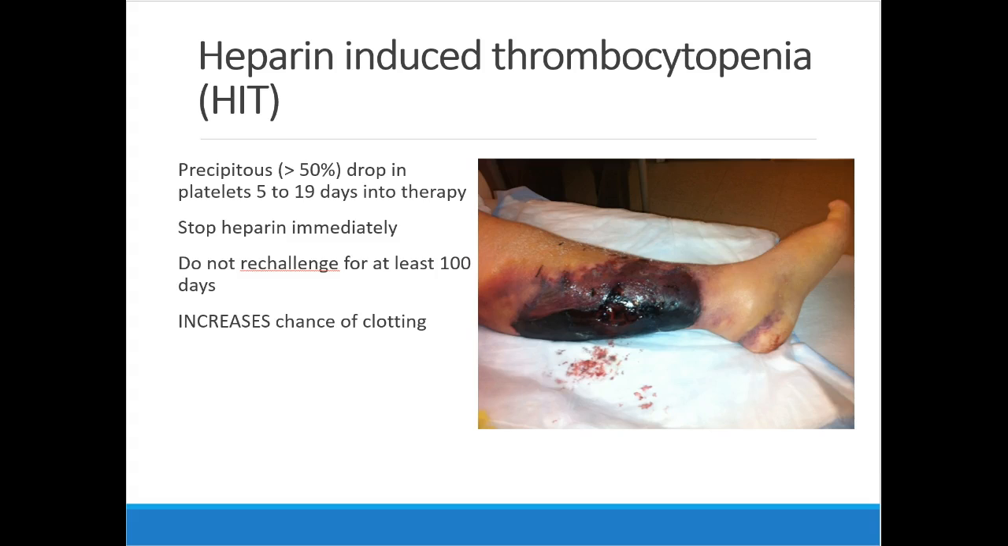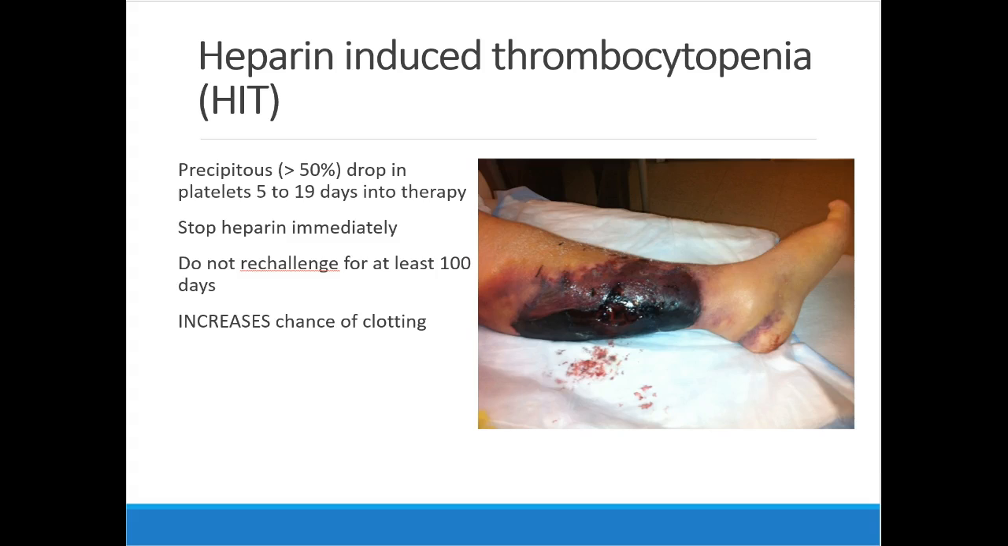It's not associated with anything else. So patients shouldn't have, if they aren't losing blood, they shouldn't be losing platelets. So it should be pretty obvious. You want to stop the heparin immediately. You don't re-challenge patients for at least 100 days. Interestingly enough, this increases the chances of clotting, and that's correct, because you might think about this as counterintuitive. So if you're decreasing your platelets, you would think you have an increased risk of bleeding, right? Because platelets help clot. But what's happening is you're actually activating your platelets all at once.